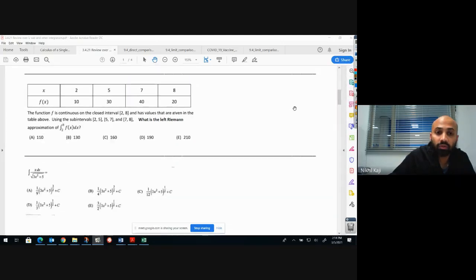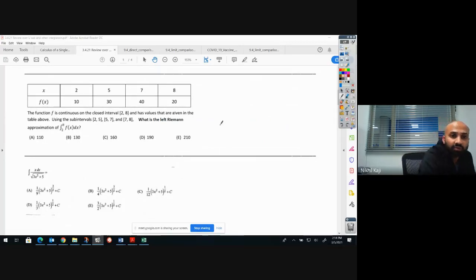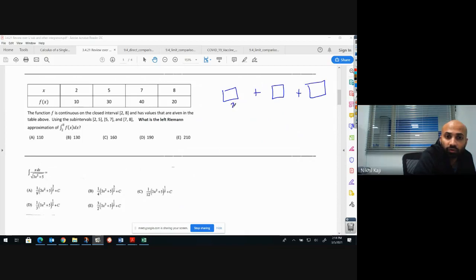Our next problem is the left Riemann sum. So it's pretty similar. So here we have 3 rectangles, width of 3, width of 2, width of 1. Left Riemann sum, that's our left heights, 10, 30, and 40. 10 times 3 plus 30 times 2 plus 40 times 1, which is 30 plus 60 plus 40, which is 130.